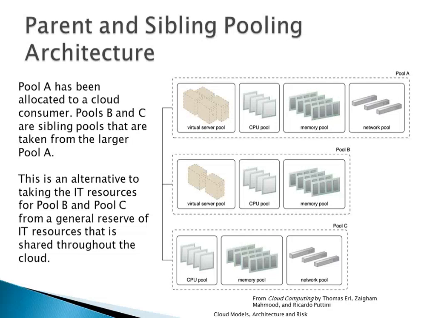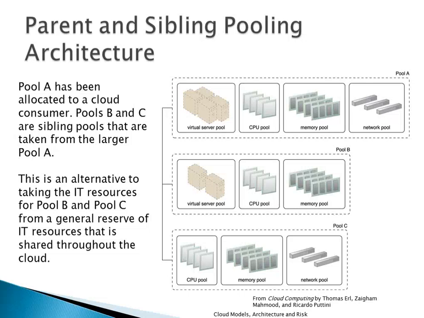So pool A here at the top has been allocated to a cloud consumer. So we've got a couple of other pools, B and C, that are smaller pools taken from the larger pool. So what happens here, we see in pool A, he's got some virtual servers, he's got some CPU resource, some memory, and some network. So he's got this resource there that he can use. Now, this can be broken down into smaller pools, and these other pools can also be allocated. Right?